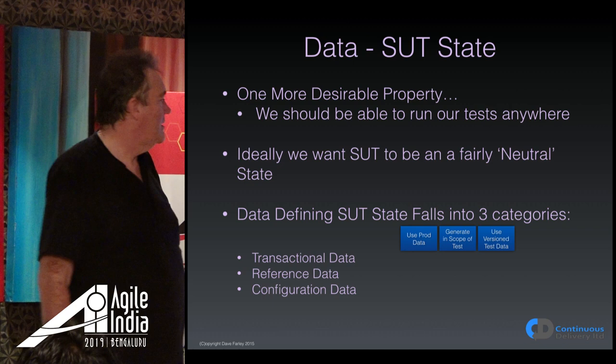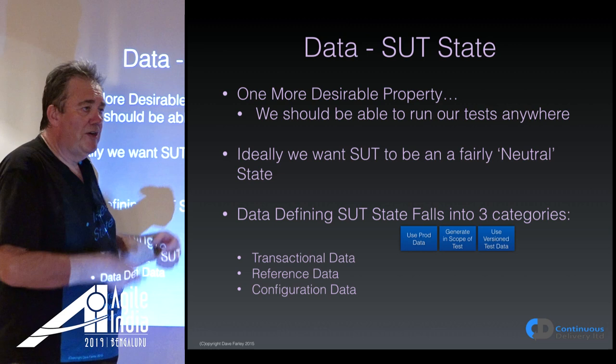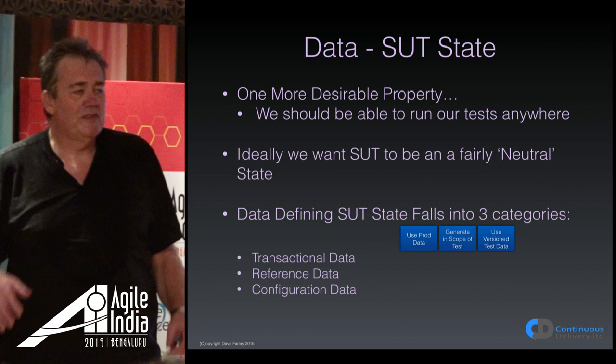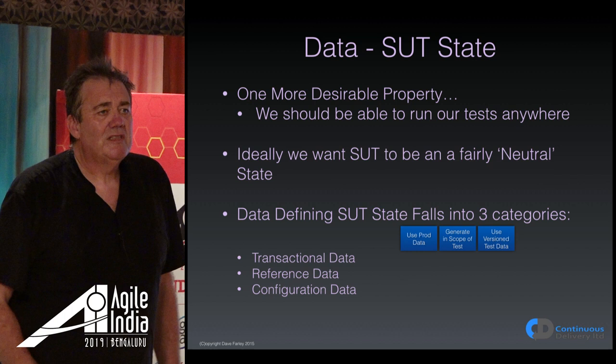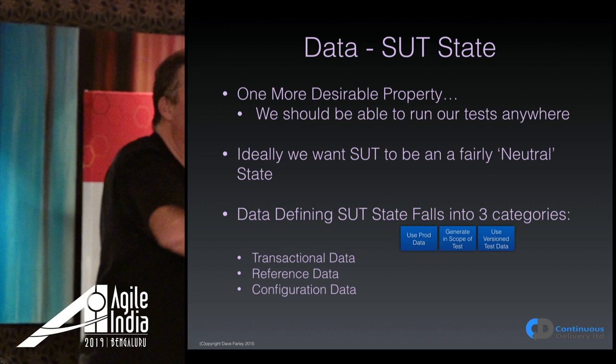And then we've got these three options. We could use production data, we could generate the data in the scope of the test, or we could use versioned test data. By versioned test data, what I mean is that somewhere or other we have data stored. And when we start the system up, we say, well, you're starting up in an acceptance test environment, I will pull this version of that data down for you.